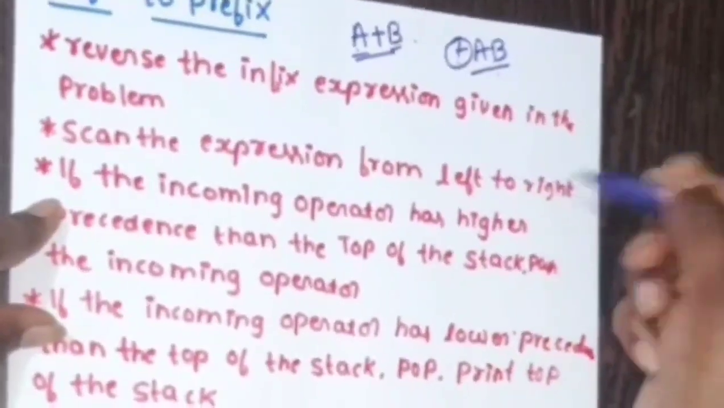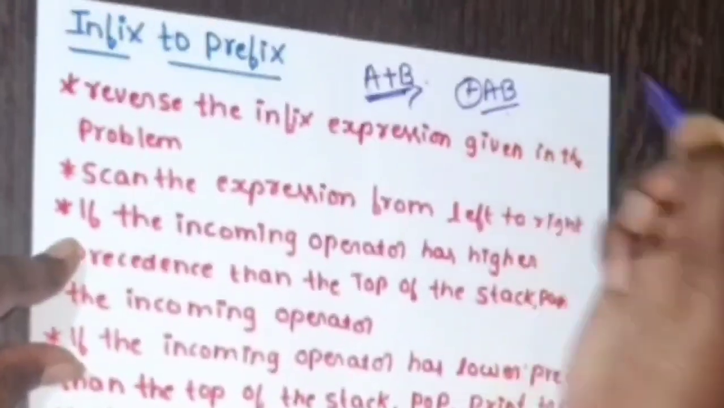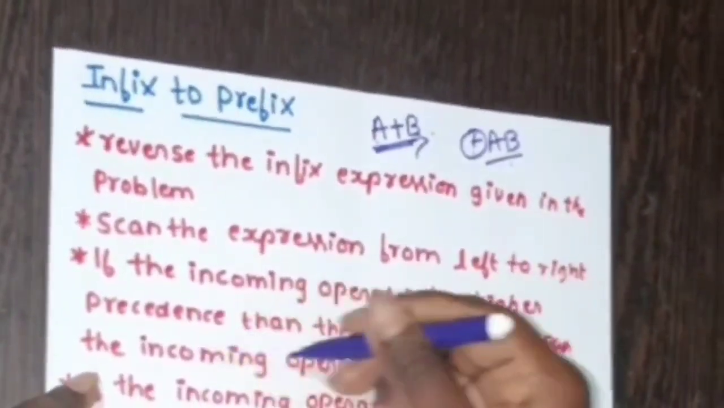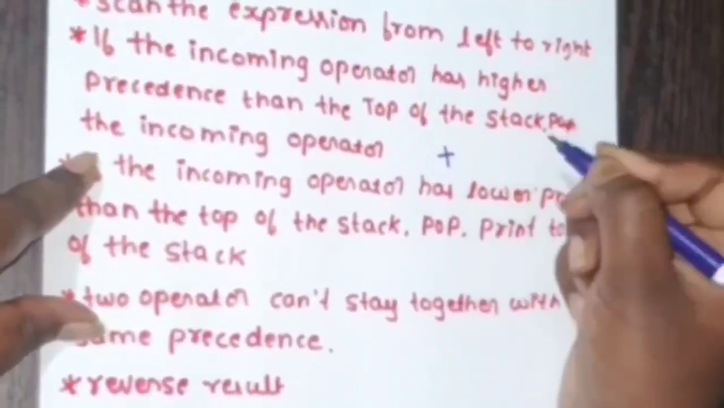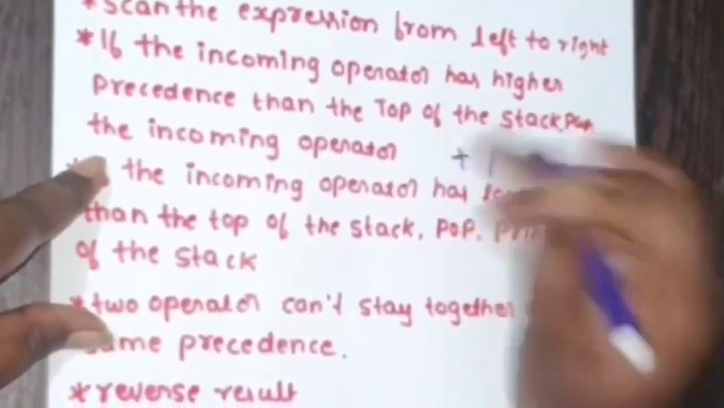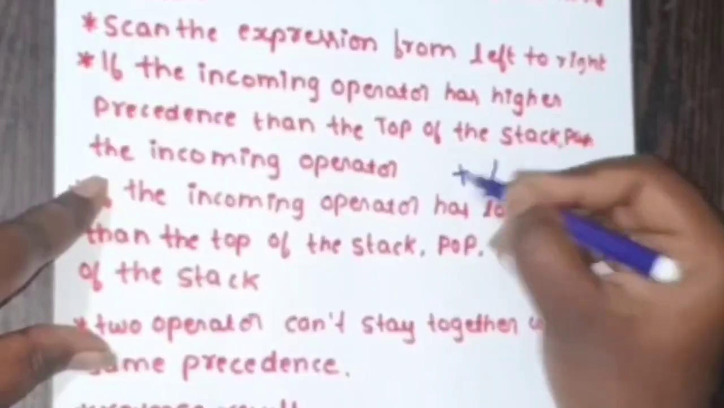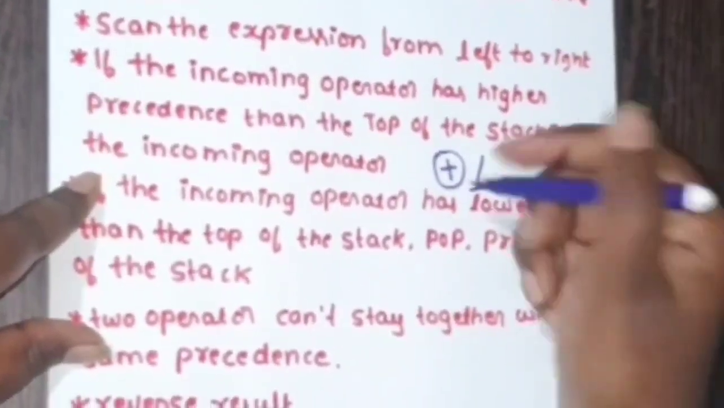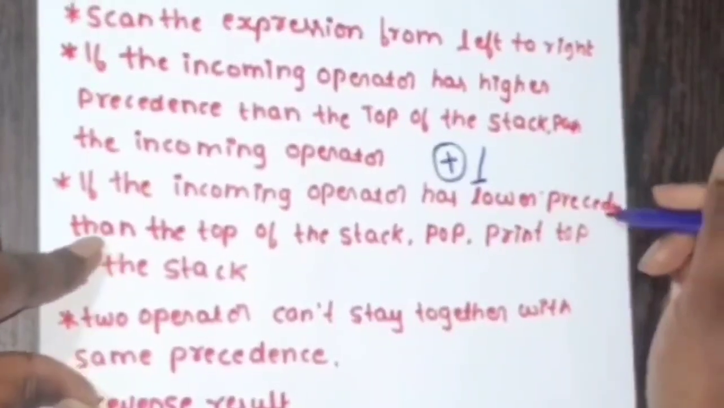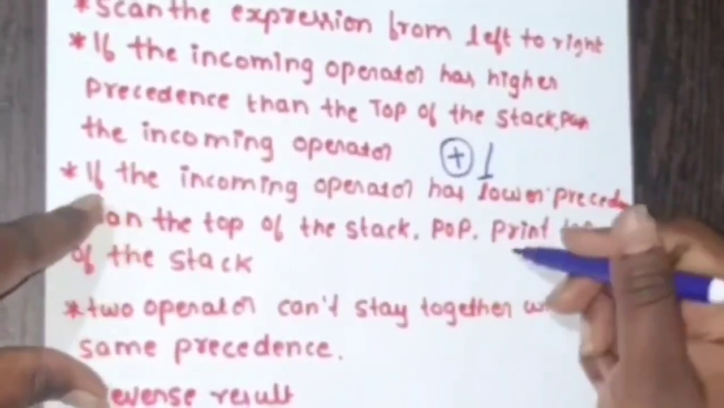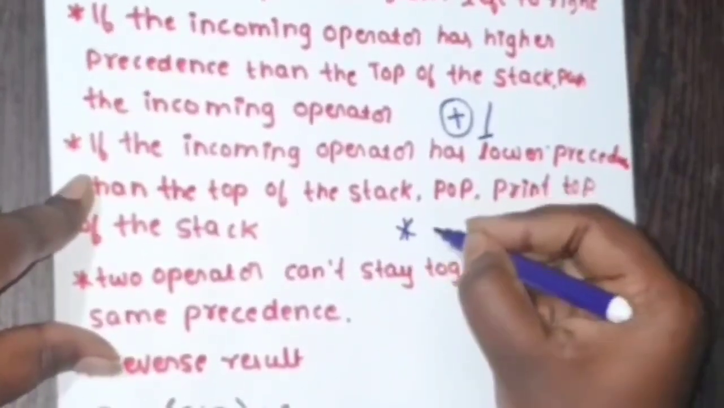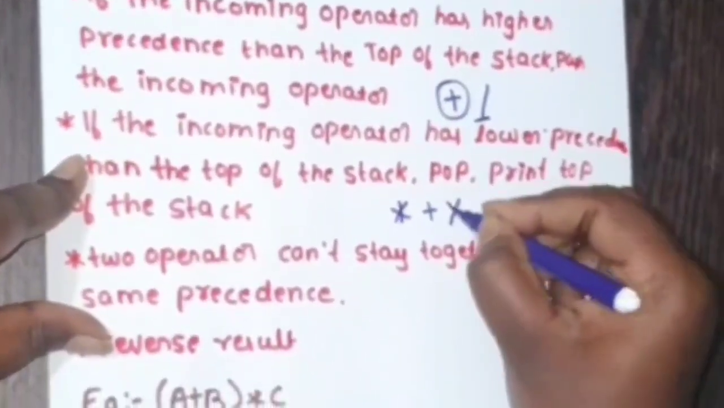Scan the expression from left to right only. Then, if the incoming operator has higher precedence than the top of the stack, push the incoming operator. Now, here plus is there. Now, I need to push the division. I can push this division into the stack because division symbol has higher precedence than plus. The next rule: if the incoming operator has lower precedence than the top of the stack, pop the stack. See here, I have asterisk symbol. So now I need to insert plus. I can't do that. It is not allowed.